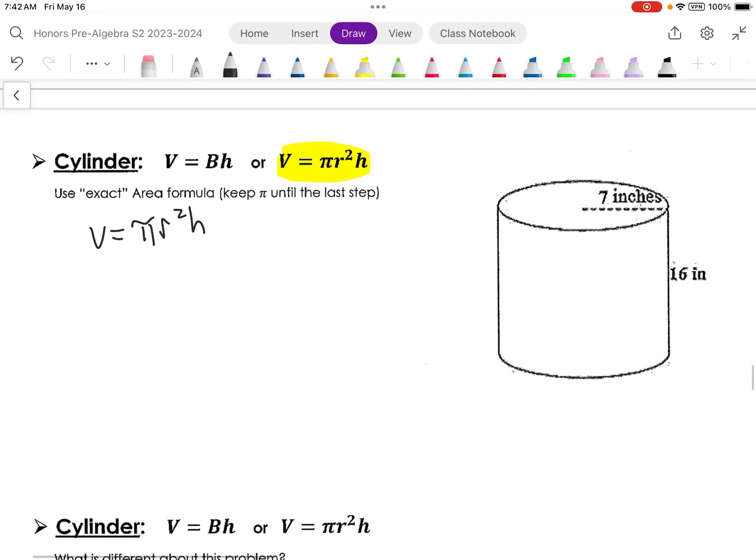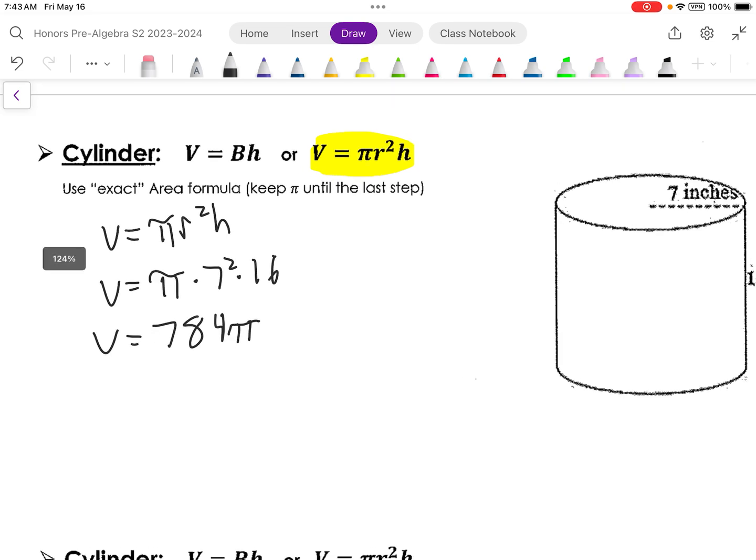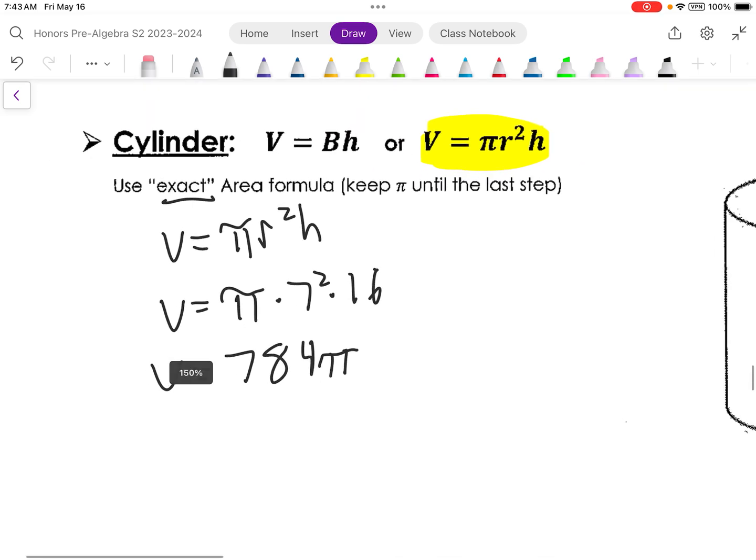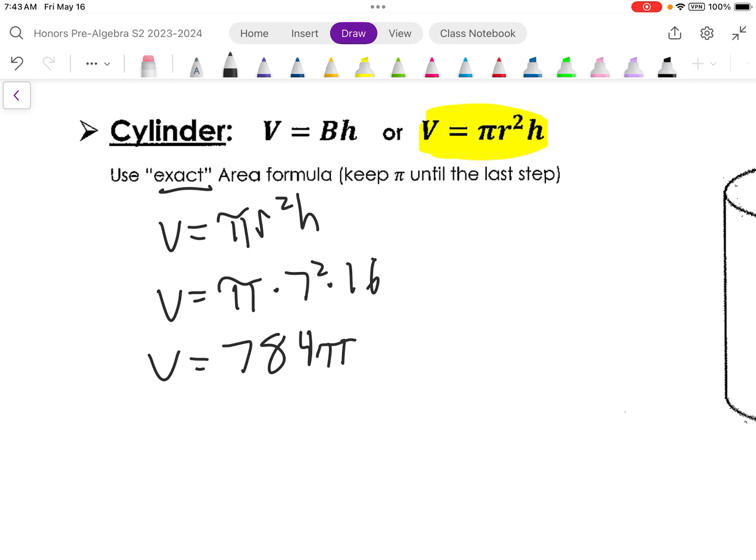Where our radius, we can see, is 7, our height is 16, so if we plug these back in, it's pi times 7 squared times 16. 7 squared, I know, is 49, times 16 is going to get us 784 pi. This is what we would call the exact answer. The exact answer means you are leaving it in terms of pi.